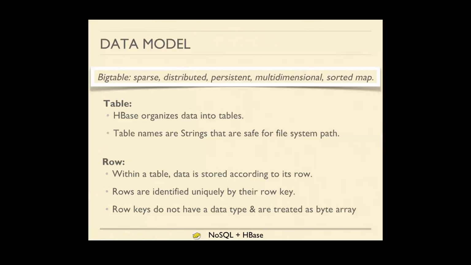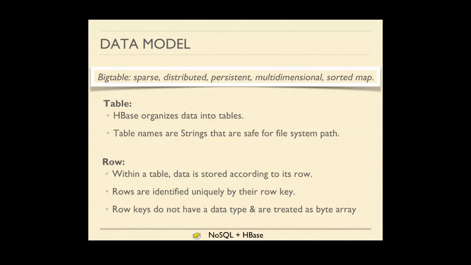HBase is nothing but a sparse, distributed, persistent, multidimensional sorted map. Now let's go word by word. This is too heavy a definition, so let's go from right to left, meaning from the last adjective back to the first. So HBase is a map. What is a map? A map is generally a key value pair collection.